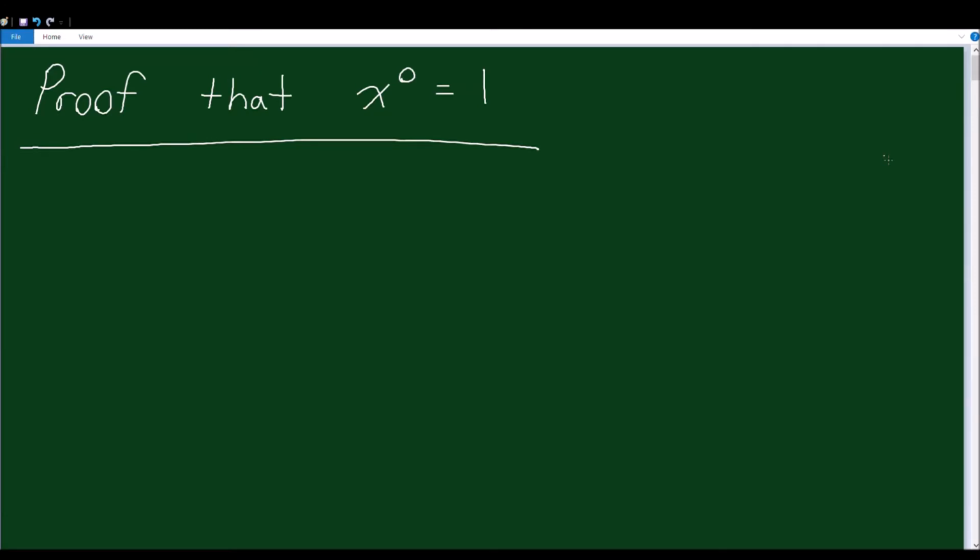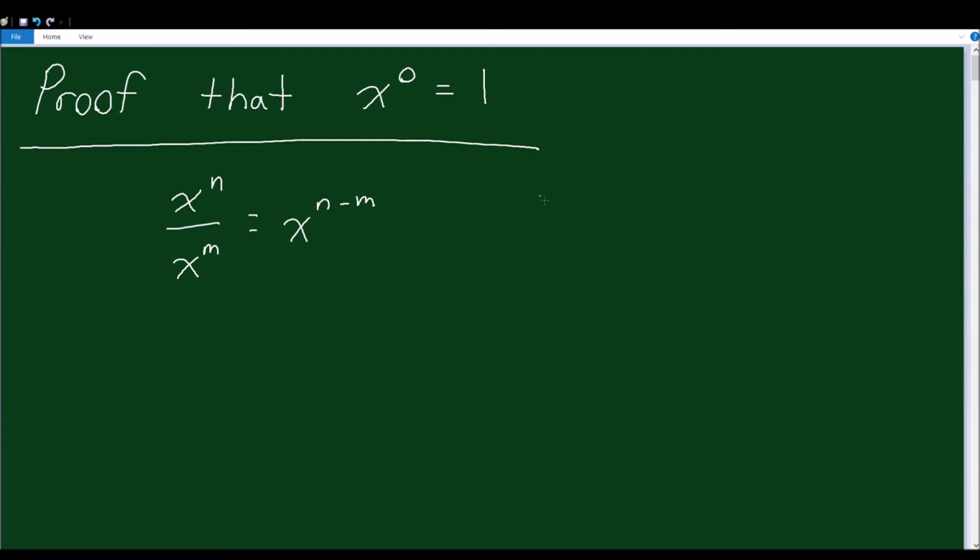Today I just want to do a quick demonstration on why x to the 0, or really any number to the exponent 0, is equal to 1. So let's start off with the exponent rule that we've already learned, x to the n over x to the m. And in this case we're taught that this is equal to x to the n minus m. So the exponent in the numerator minus the exponent in the denominator.